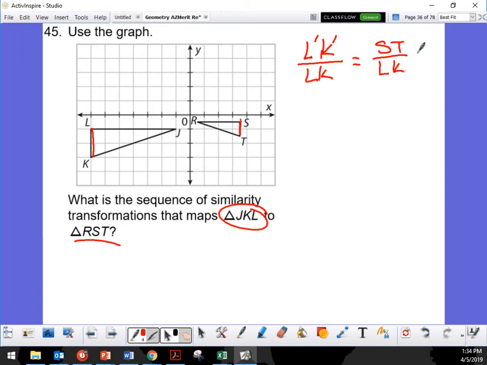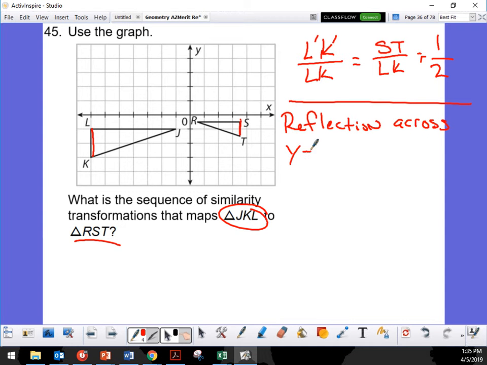What is the value I have for ST? What's the value over LK? What's my scale factor? There we go. So now we have a scale factor of 1/2, right? So we have the dilation, right? And what was the other thing I have? Reflection across. Very good. So I'm going to write that out. So we have reflection across Y.